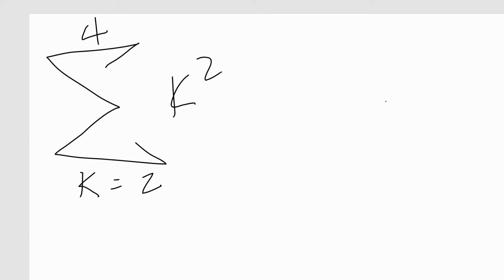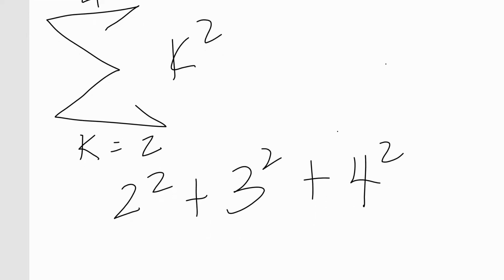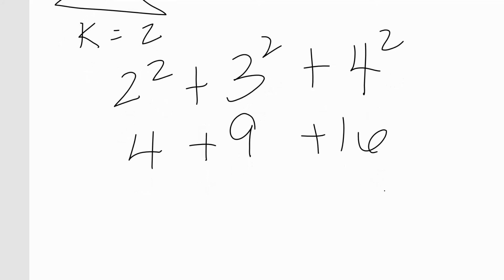So, we're going to start off with K is 2. So we're going to get 2 squared, increase K by 1, we get 3 squared. Increase K again by 1, I get 4 squared. And that is what my summation will be. But we're going to want to evaluate this. So we're going to want to add these up. Well, 2 squared is 4, 3 squared is 9, 4 squared is 16. When we add these up, we get 10, 20, 29. And that is the summation.